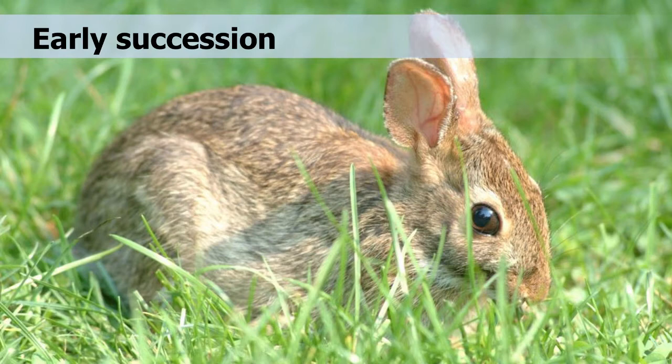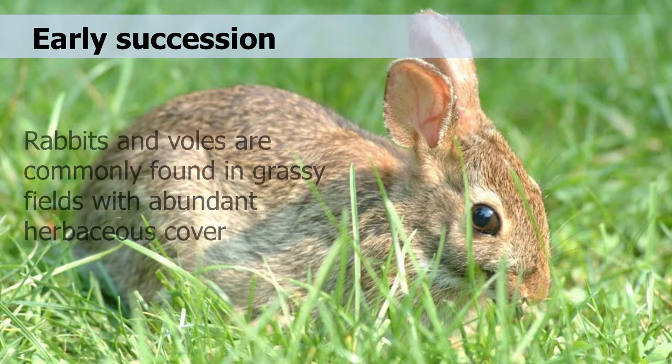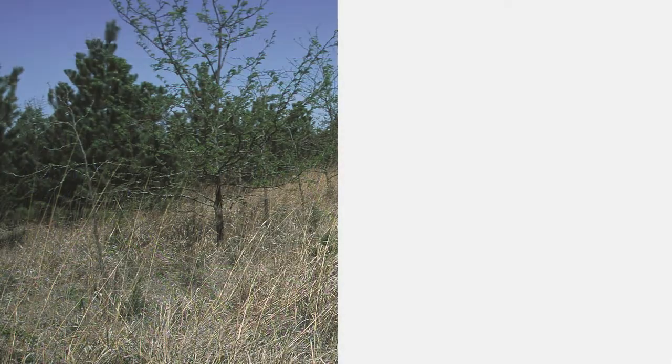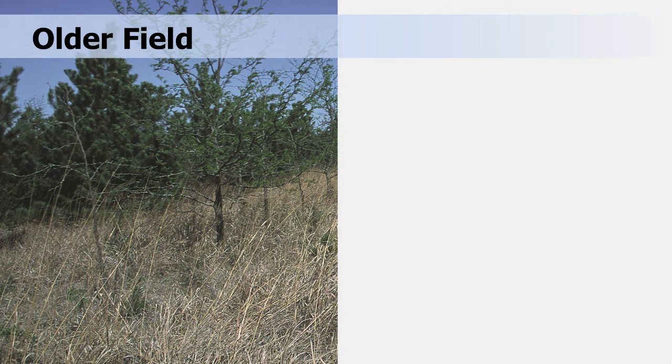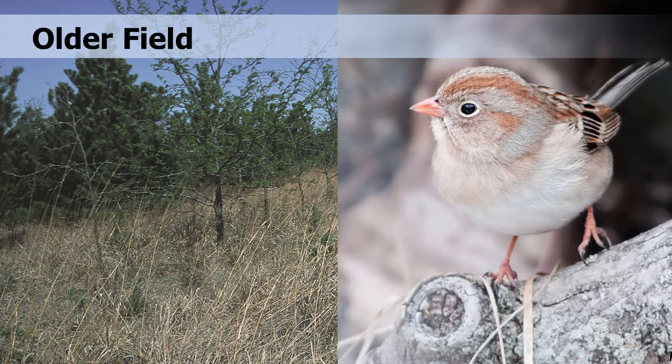Early successional habitat would be a grassy field with lots of herbaceous cover and plants that are short-lived, grow quickly, and need a lot of sun to thrive. Animals commonly found here are rabbits and voles. As the field ages, grasses and forbs become taller and thicker, scattered trees and shrubs begin to grow, and birds like field sparrows will nest and feed on insects.